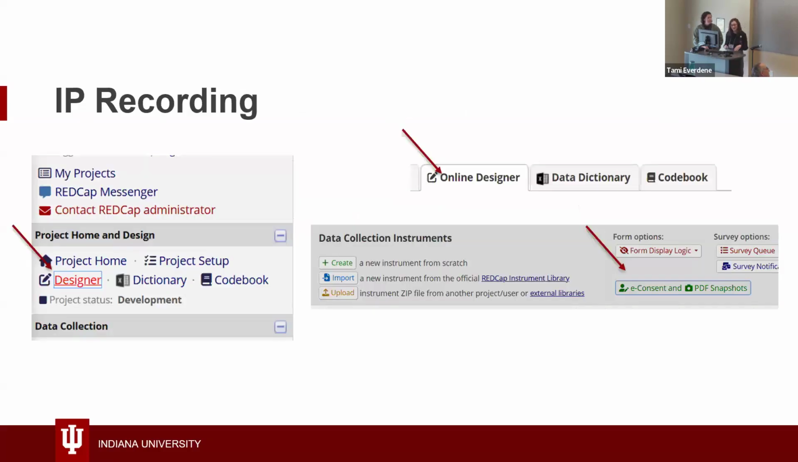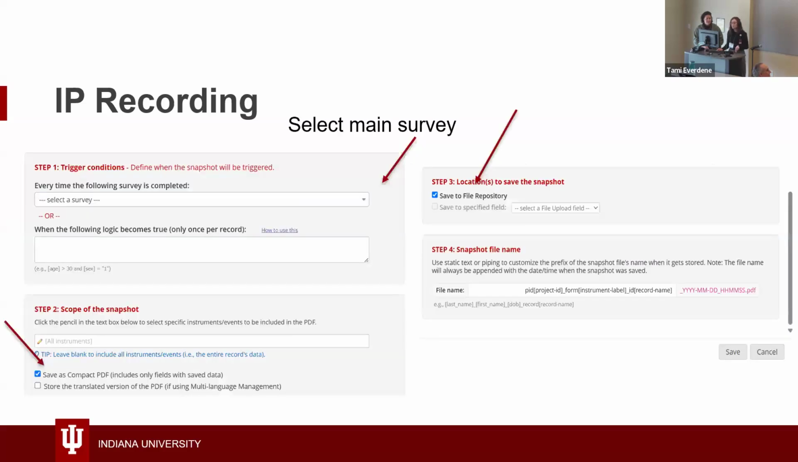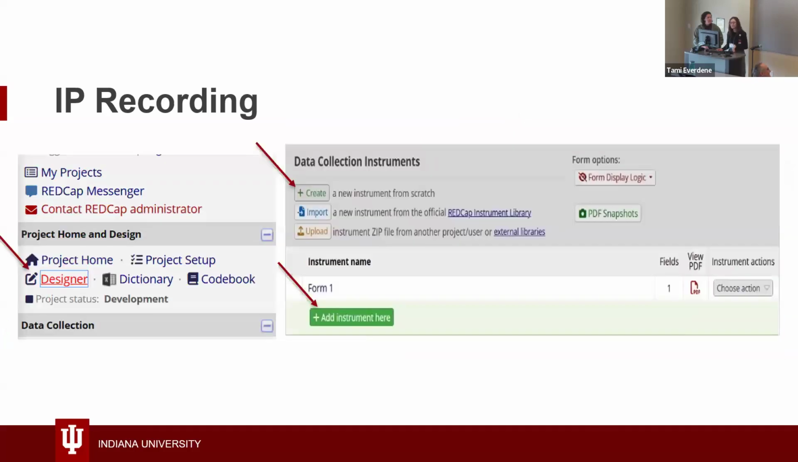But to turn it on, you're going to go to your project home and design. You click on the designer. You go to online designer, and then you're going to turn on your e-consent and PDF snapshots because we need a PDF enabled. So within that, you're going to select your main survey, and then you hit step 2 here, save as compact PDF, and then step 3, save to file repository. Again, these slides will be posted, so don't worry about memorizing it.